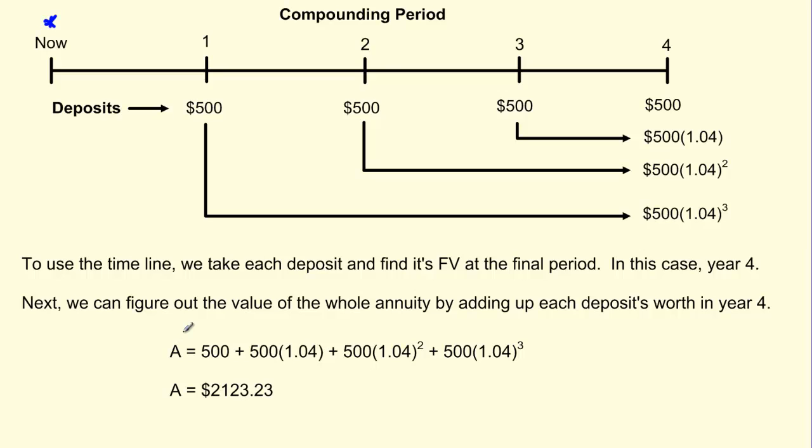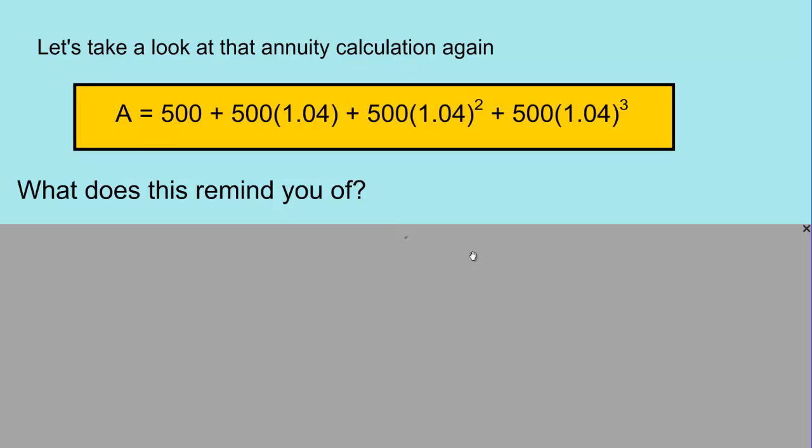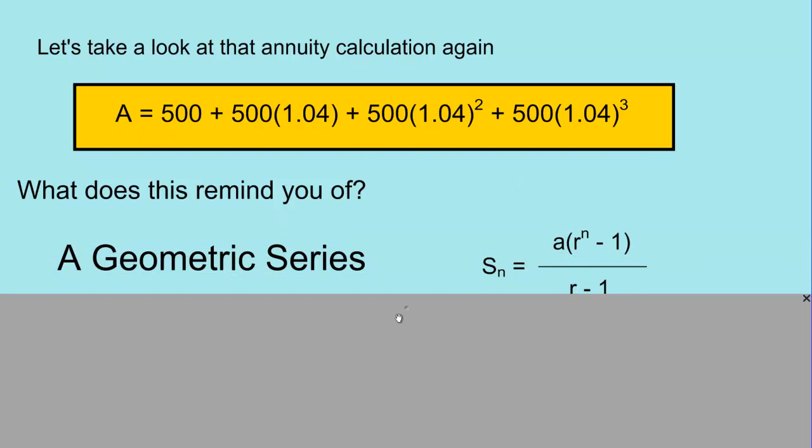Now, if we look at this right here, what does this look like to you? Think back to our sequences and series unit. What type of series is this? Well, I guess we can ask ourselves, is it arithmetic or geometric? And so the answer to that is, are we adding the same amount to each term, or are we multiplying the same amount to each term? As we go from the first term to the second term, and the second term to the third term, notice we keep multiplying by 1.04. So this has to be a geometric series.